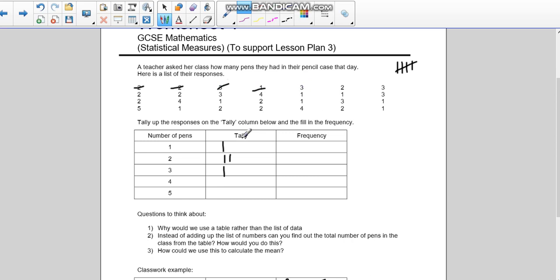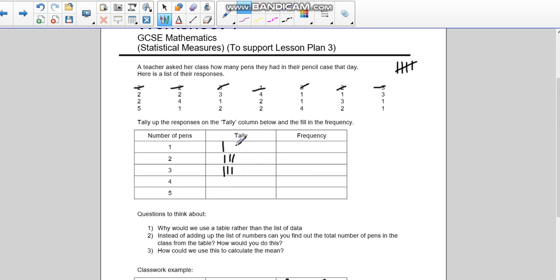Okay, and then I'm going to keep going, 3, and then we've got 2 and 3, and so on. So I've done the first line, then I go back and do the second line and cross it off and so on. And then frequency is just about writing the number for this tally.